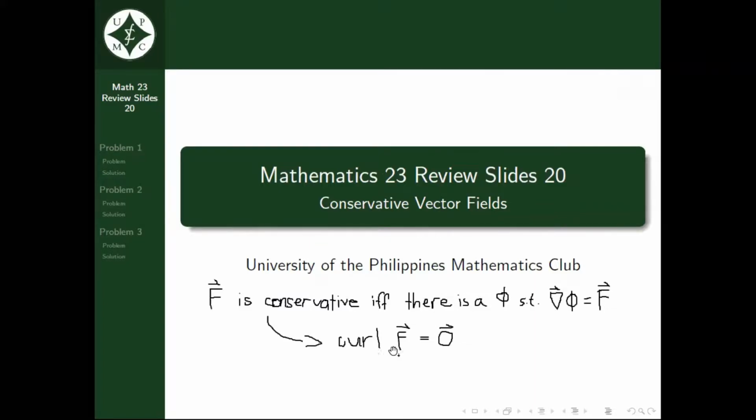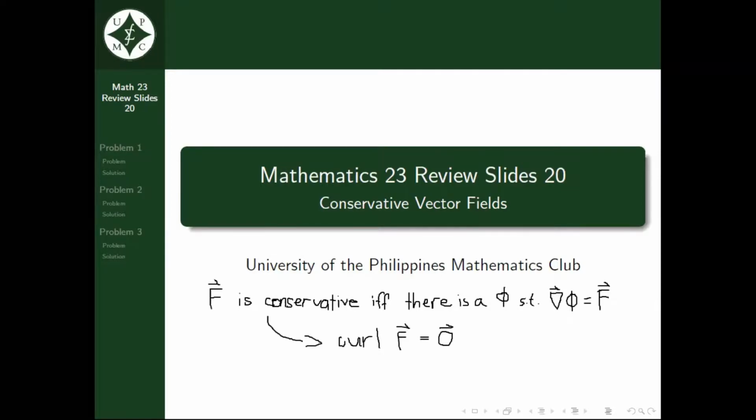Because the curl always outputs or always gives a vector. So it is incorrect to say that it is only zero, but the zero vector. It should be the zero vector. A vector whose components are all zero.